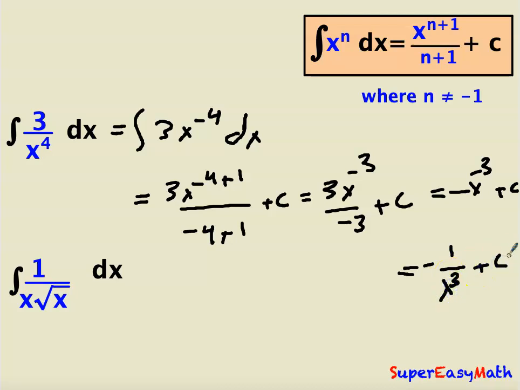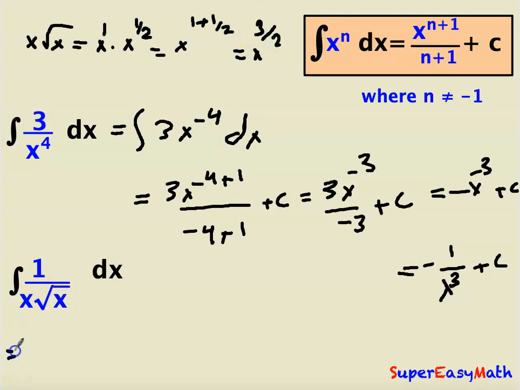And the last one, 1 over x square root of x, so we have to rewrite it in the form of x to power n. We know that x square root of x is the same as x multiplied by x to power half, so here we have same base, just add the power, so x to power 1 plus 1 over 2, which is 3 over 2.